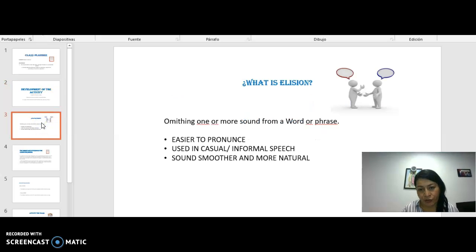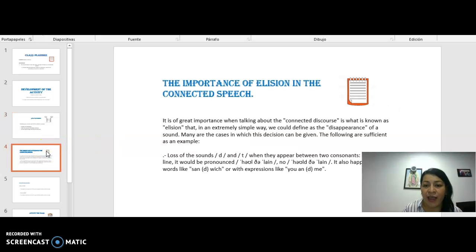What is elision? Omitting one or more sounds from a word or phrase, making it easy to pronounce. We would say it in casual, informal speech. It sounds smoother and more natural. The importance of elision in connected speech: it's of great importance when talking about connected discourse.